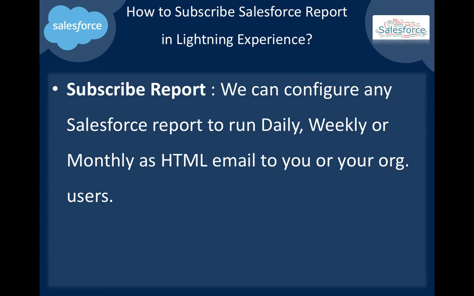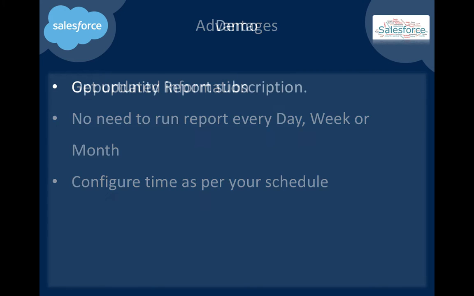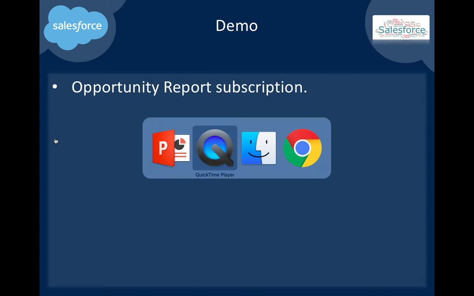We can configure any Salesforce report to run daily, weekly, or monthly as an HTML email to you or your org users. The advantage of this is that you get updated information automatically. No need to run any report every day, week, or month. Configure the time as per your schedule. So let's see how we can create a subscription for an opportunity report.